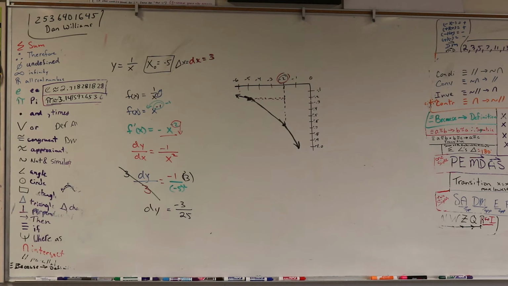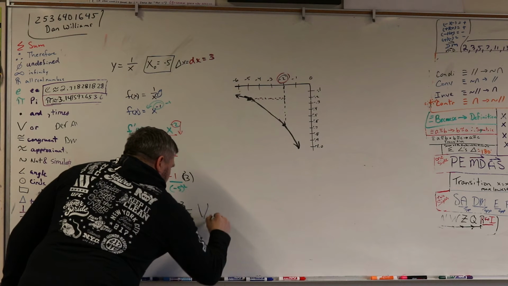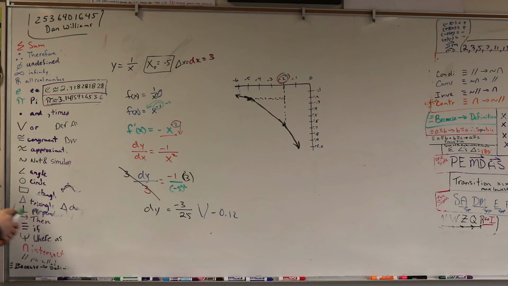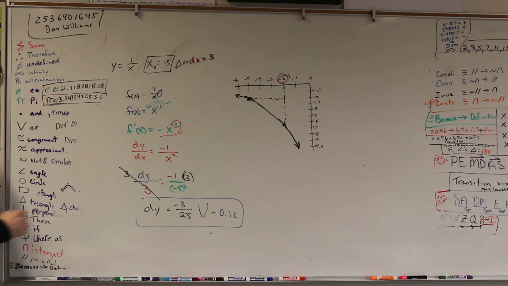And then when you throw that in the calculator, you get -0.12. Or negative 0.12. Okay? And that's your dy.